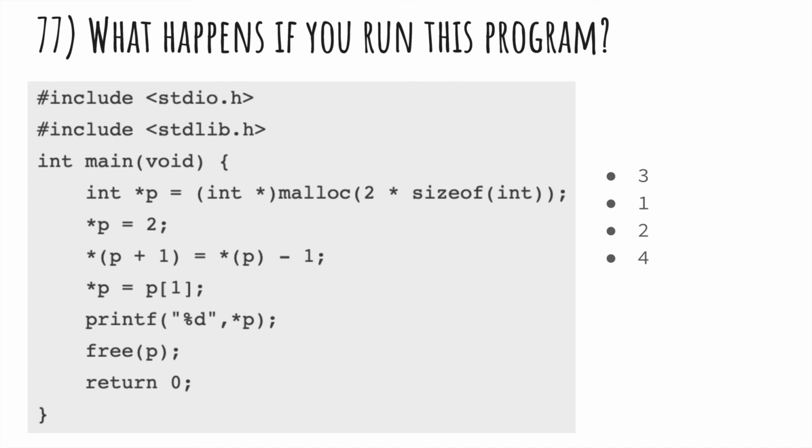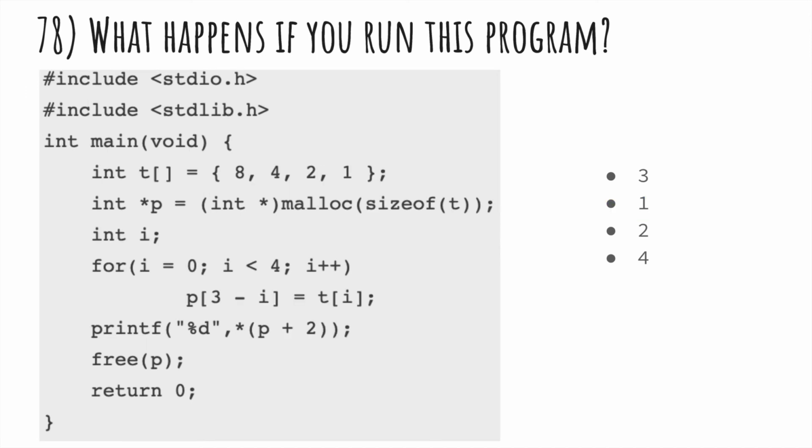We have a pointer p, and then we're having malloc 2 times the size of integer, so this stores 2 integers in this pointer. So we're going to set p equals to 2, and then we're going to set the next value to star p, which is 2 minus 1. So you have two values, 2 and 1. So star p equals p of 1, and your second value here is 1. So your answer is 1. How about the next question?